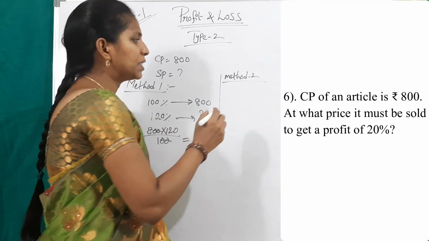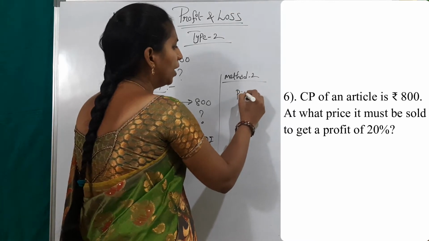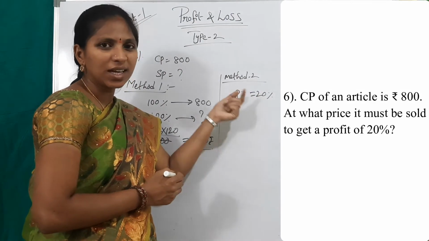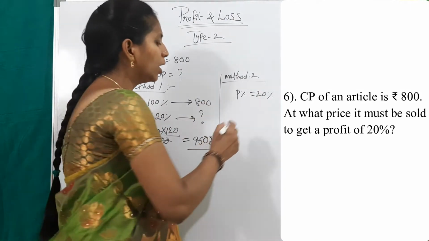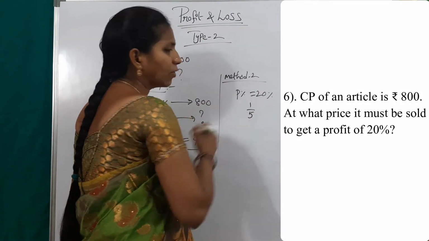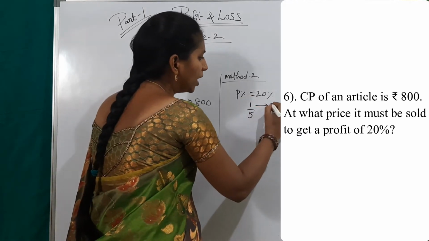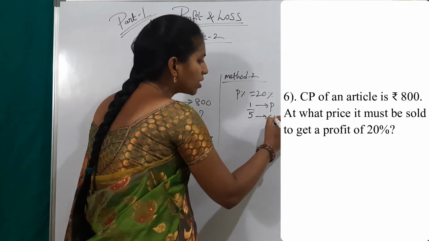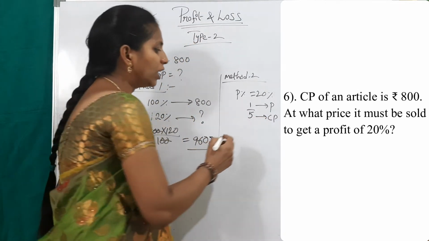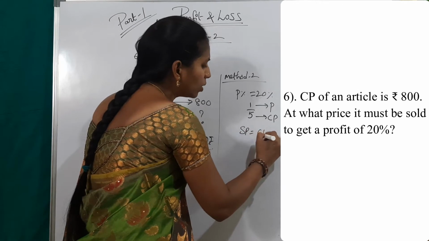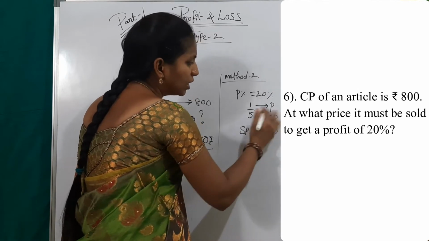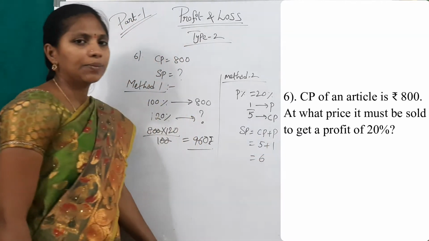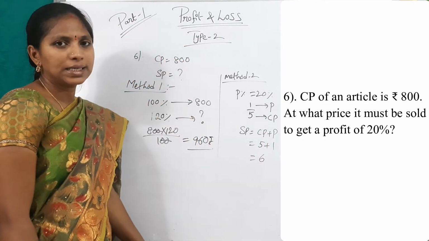Here profit percentage equal to how much? 20%. First of all, convert this 20 percentage into a fraction. 20 percentage means 1 by 5. Now here the numerator is the profit, because here it is the profit percentage, and the denominator is always the cost price, CP. Now what is the selling price? SP equal to CP plus profit. CP is 5 and profit is 1, that equals 6. Selling price equal to 6.